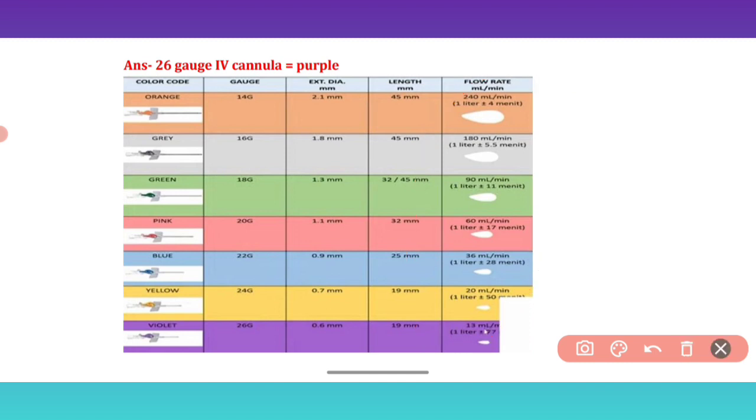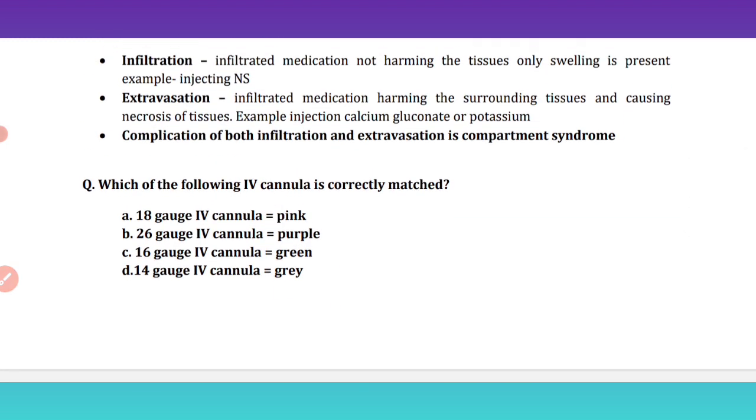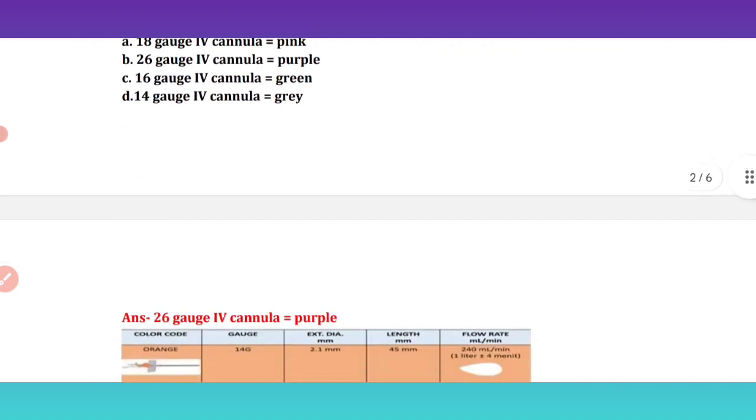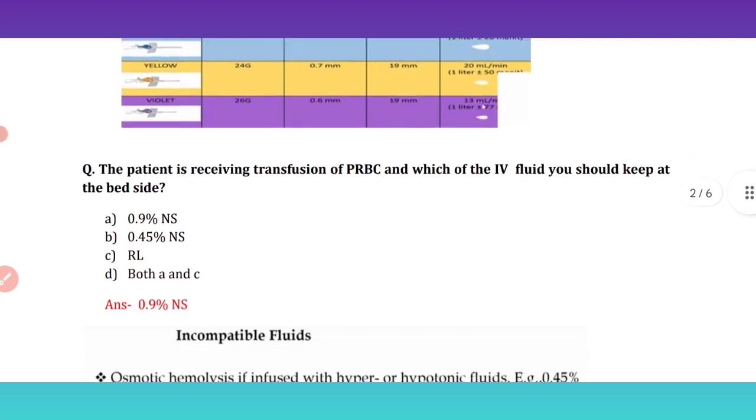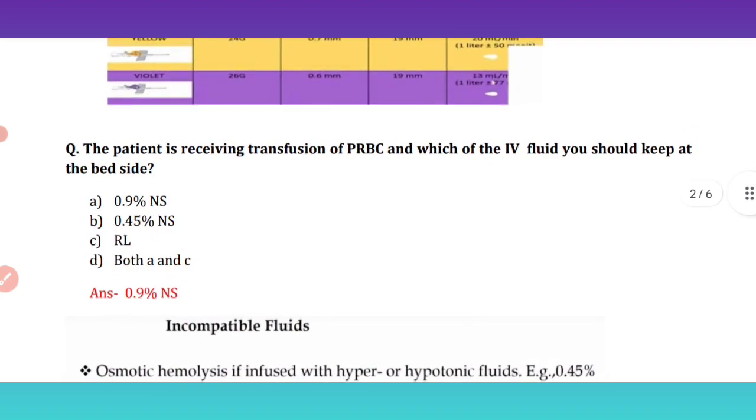Okay, fine. So by keeping these color codes in mind, we have selected the correct answer, that is purple, which means the 26 gauge IV cannula. So which is the right answer? Option B.